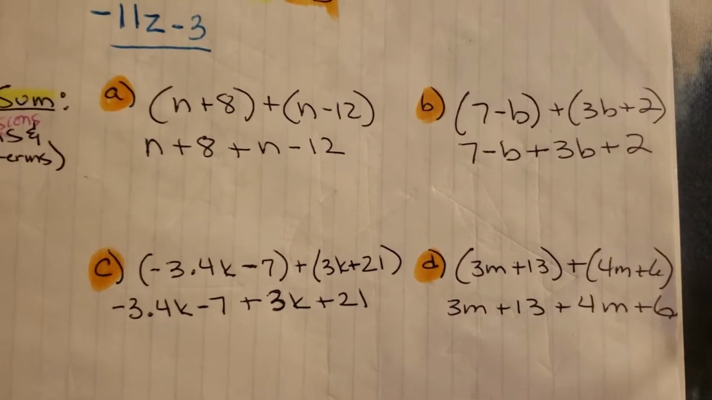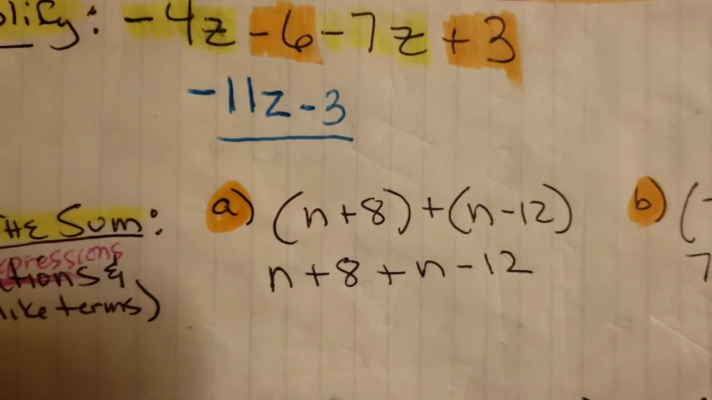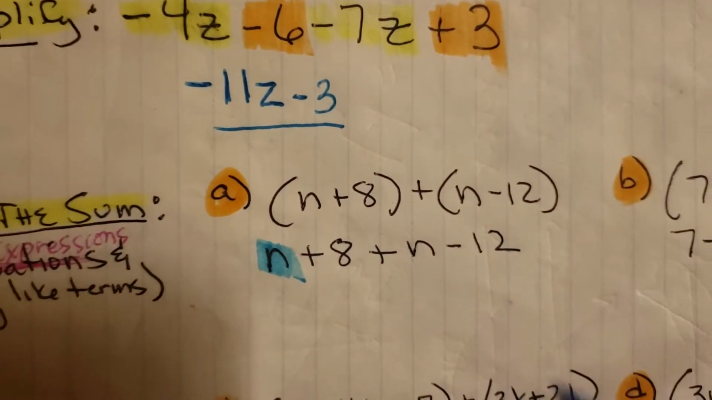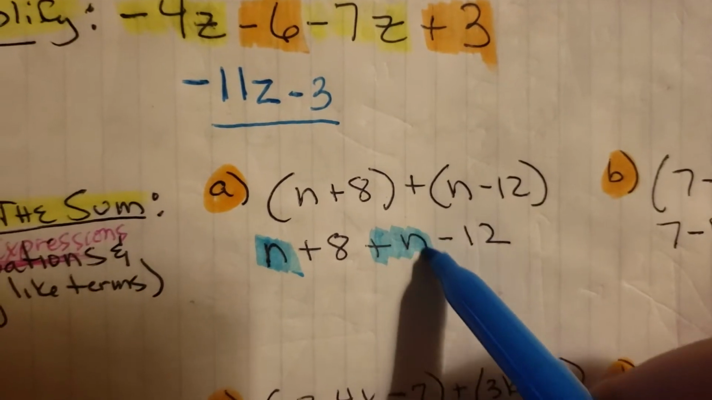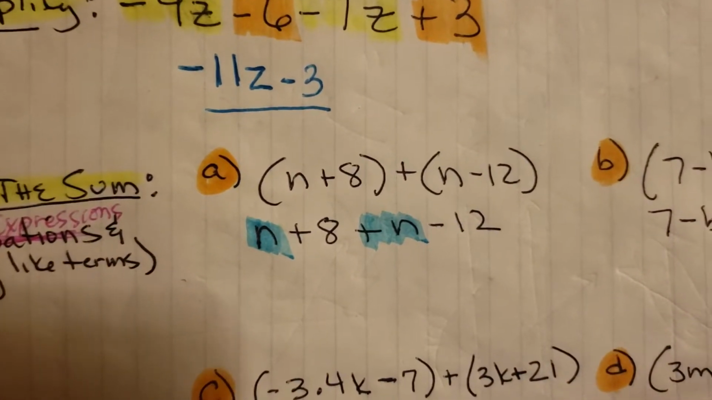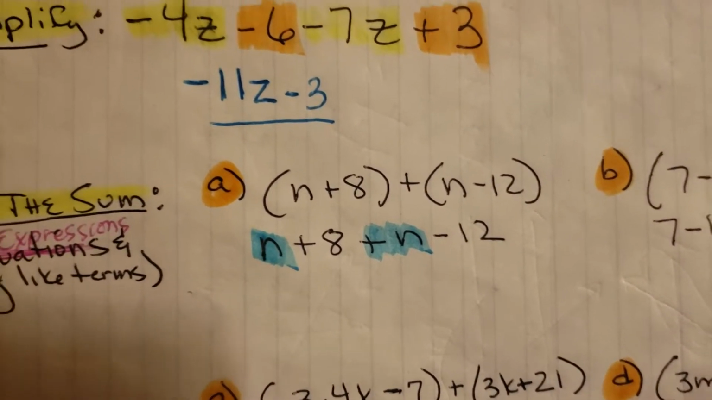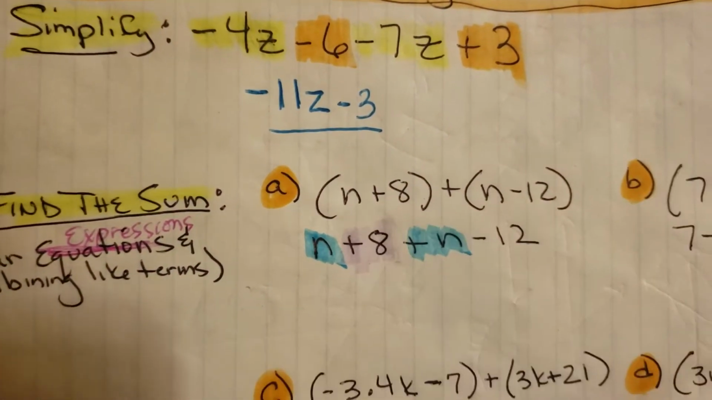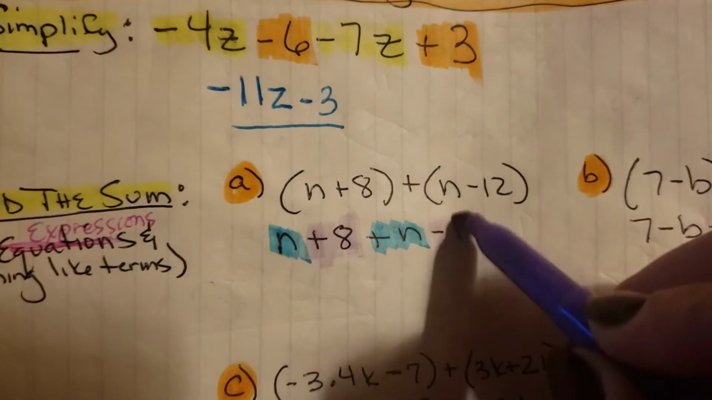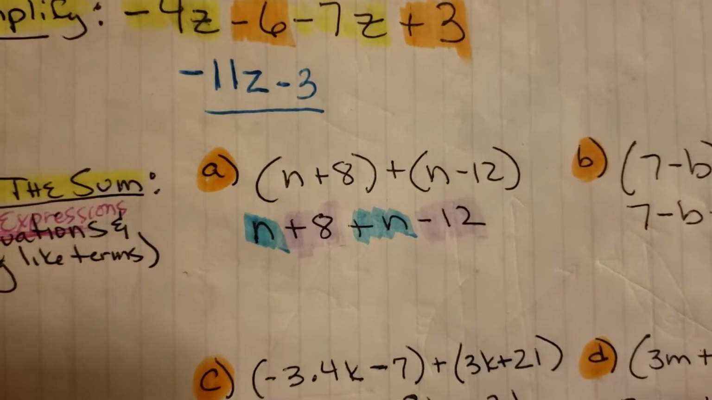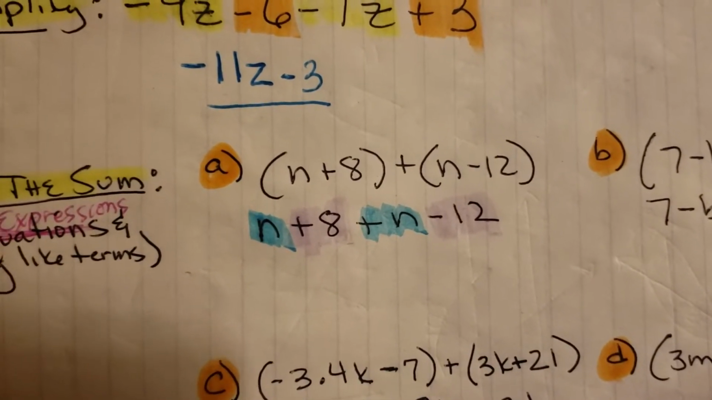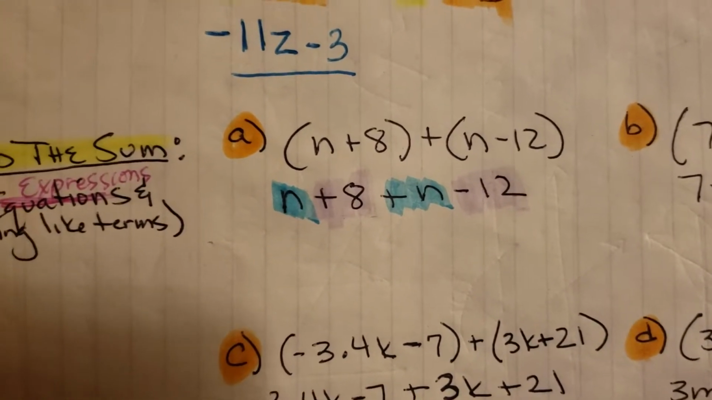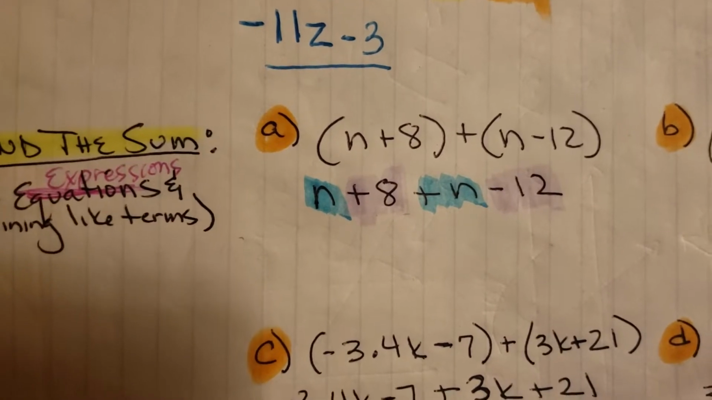So let's take a look at A. 1n plus another 1n, right? And then we have positive 8 minus 12. So as you can see, I've kind of isolated the like terms so that it makes it much clearer what we are combining, okay?